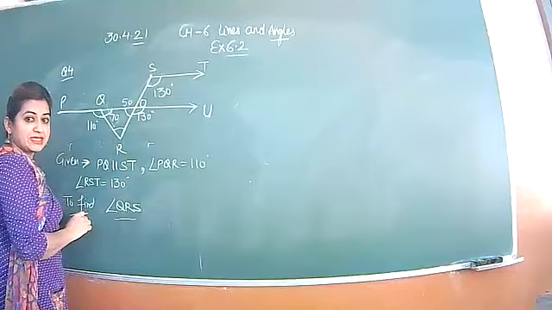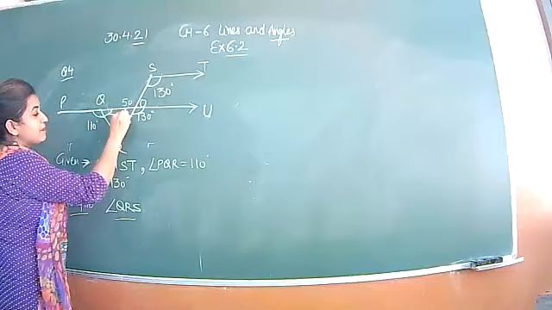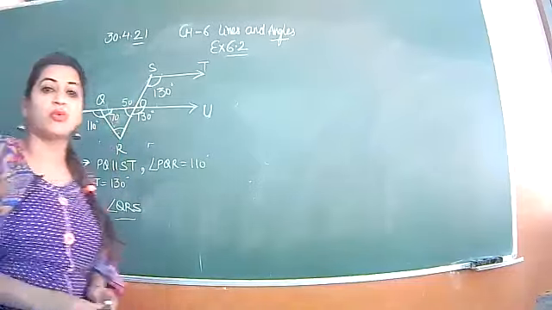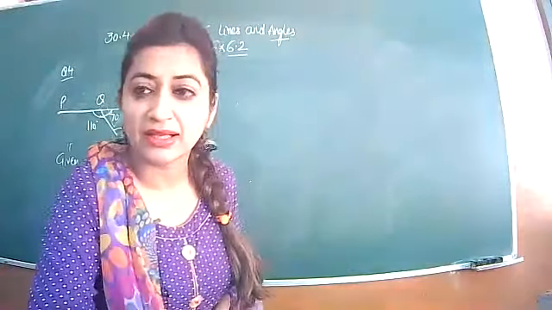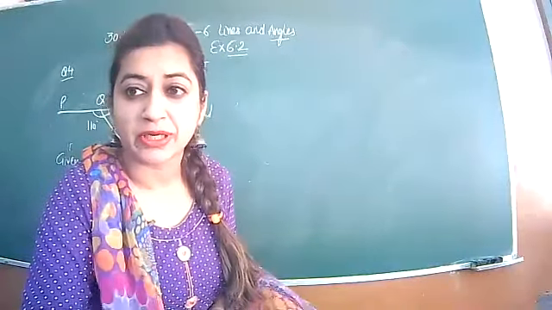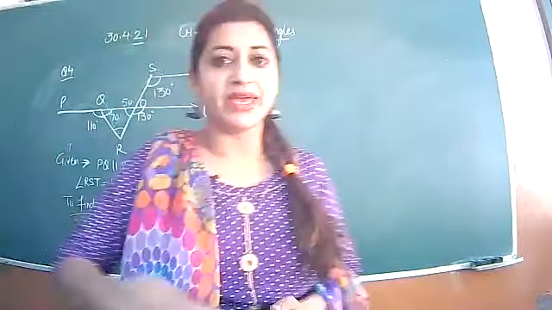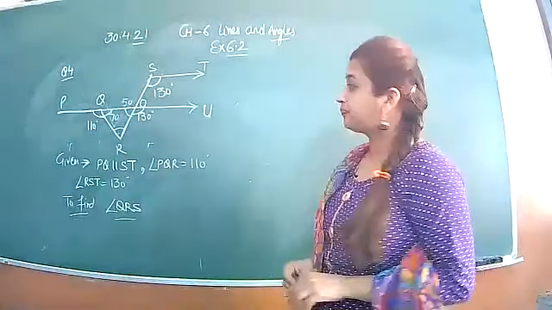QRO, one triangle is here. So this angle is 70 plus 50 plus angle R is equal to 180 by angle sum property. Is it okay? Is it clear?